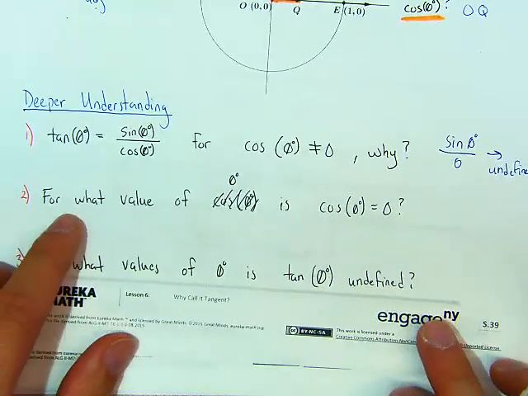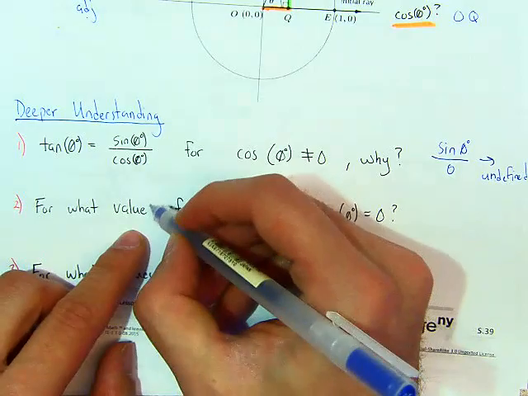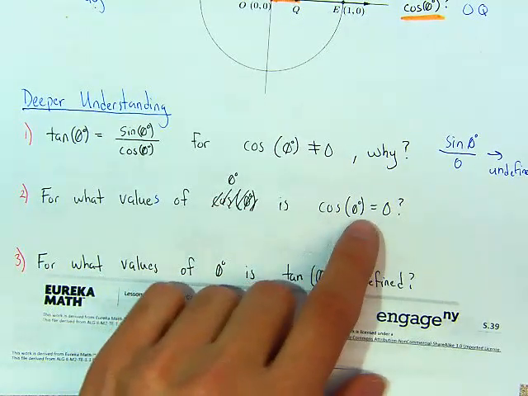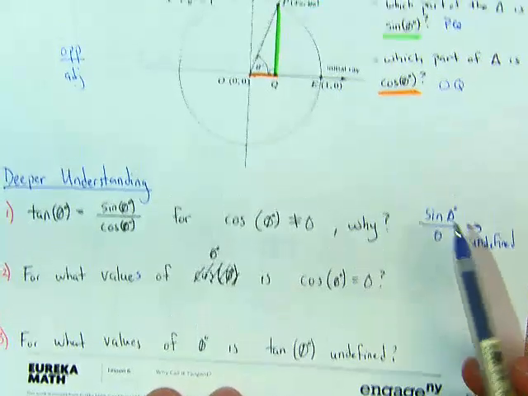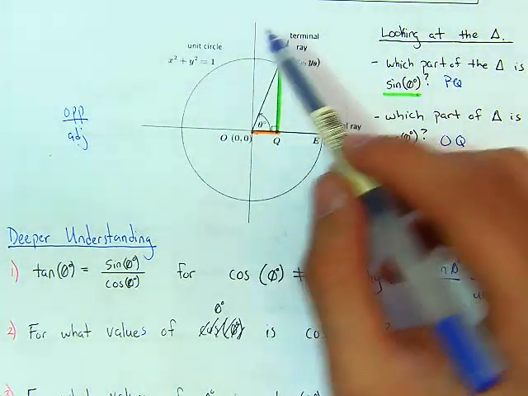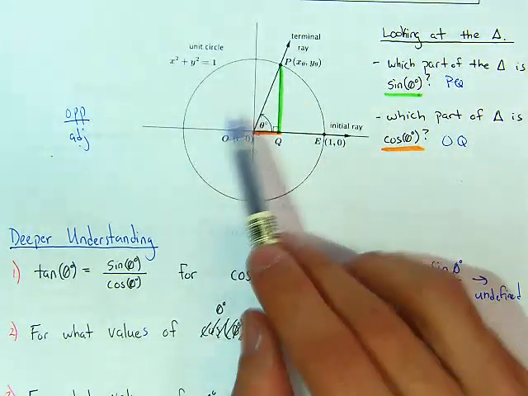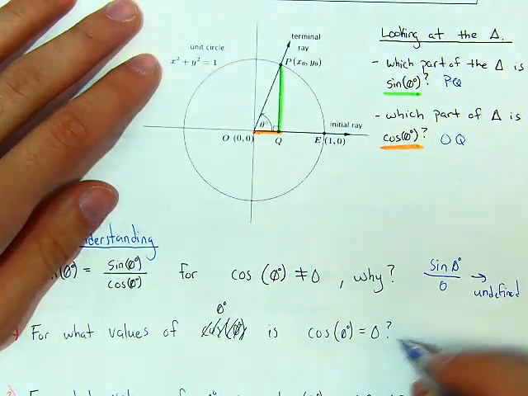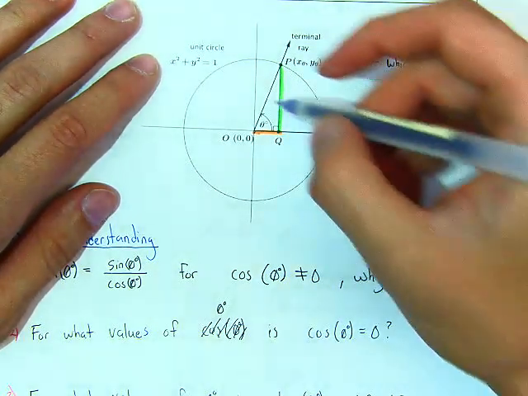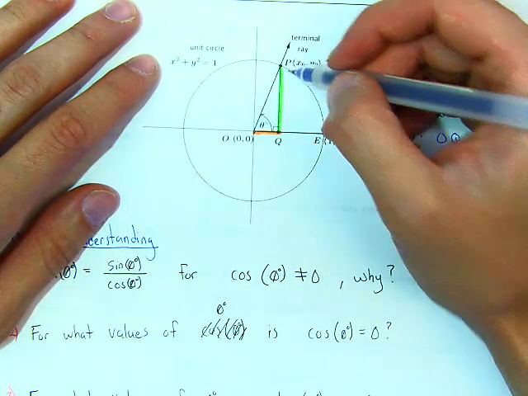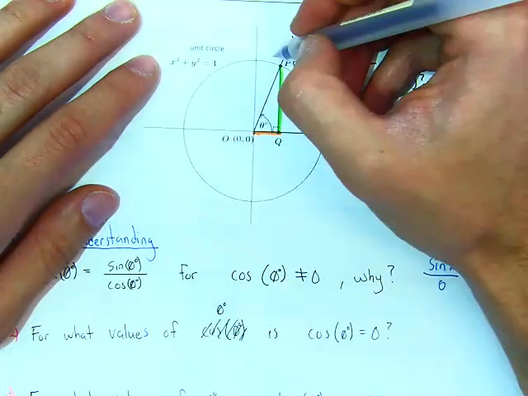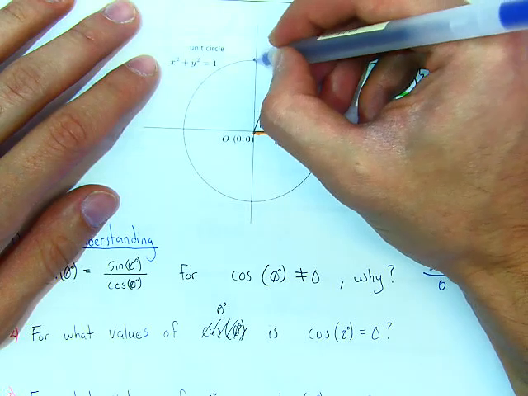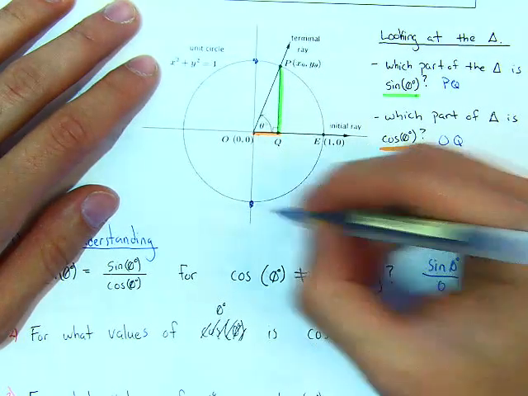Next question, for what values of theta is cosine theta equal to 0? When does cosine theta equal 0? If we look in this circle, when is cosine theta equal to 0? I want you to pause the video and think about it, and raise your hand if you need help understanding why. But it'll be this position here and this position here.